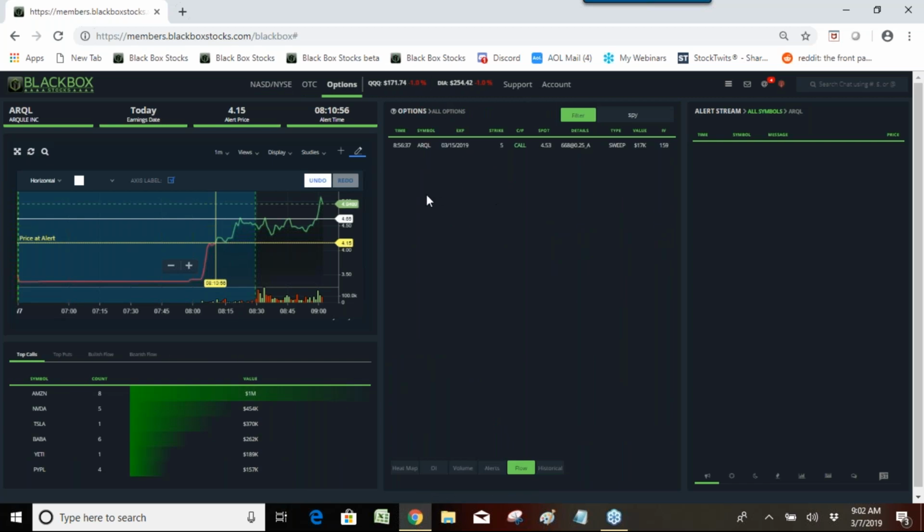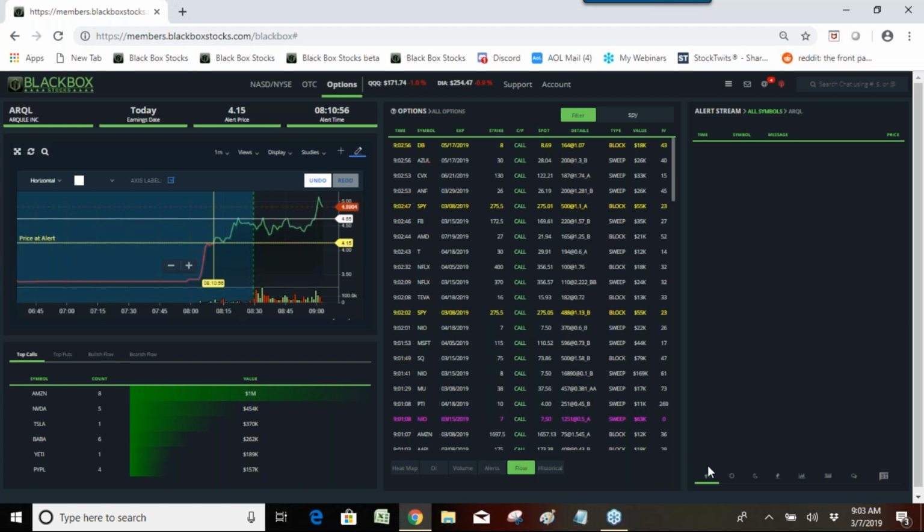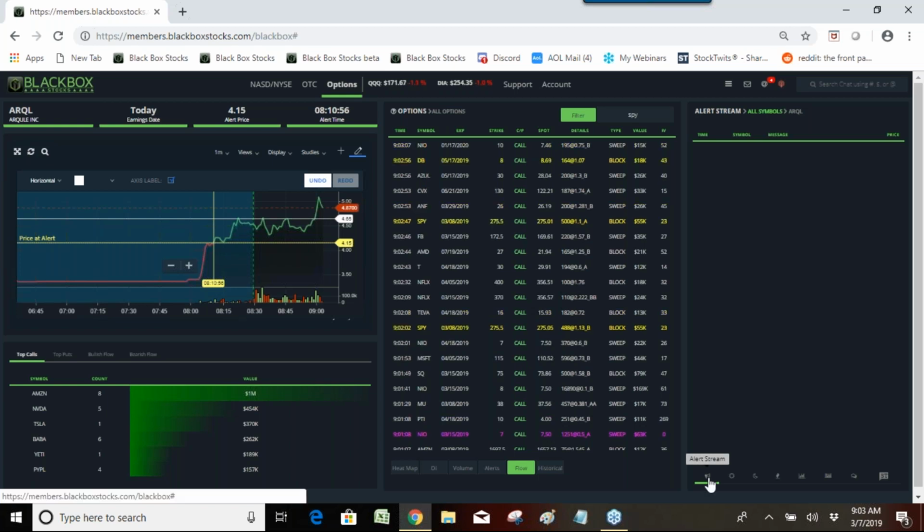I'll go back to all options as soon as my system stops being draggy, and we're going to go back to the alert stream, because that gives me all this cool information. That alert stream is one of the most valuable features and most unused features on BlackBox.